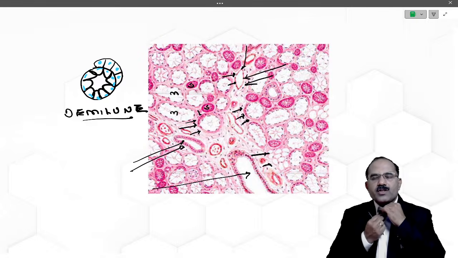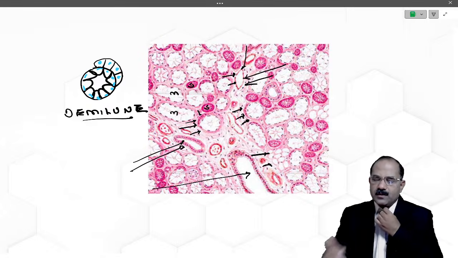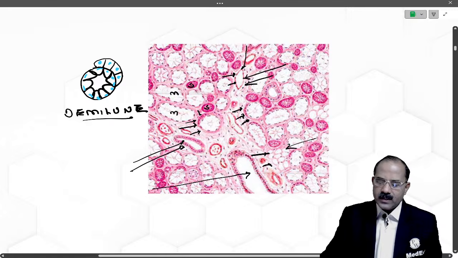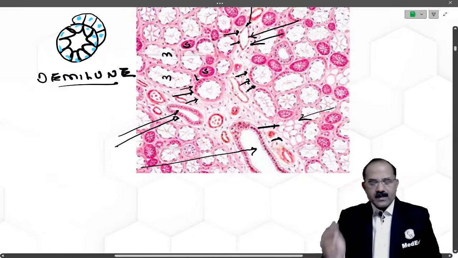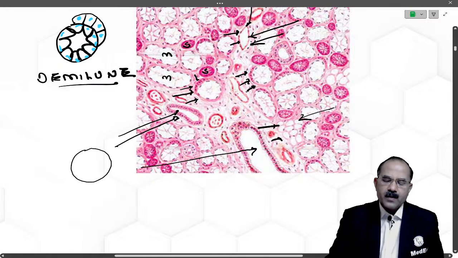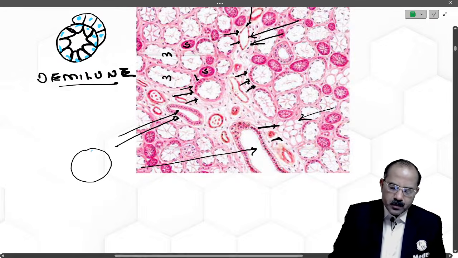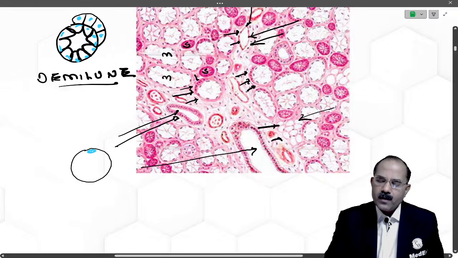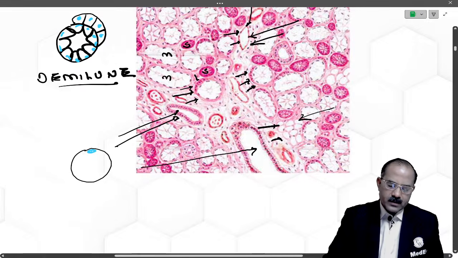You can see adipose tissue. This is the adipose tissue. See, in one slide you can see many things. And how does the adipose tissue look? It looks like this. The nucleus is pushed to the periphery, and the cytoplasm is seen as a rim like this.